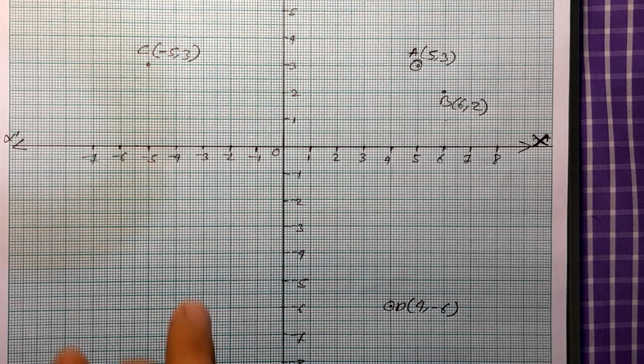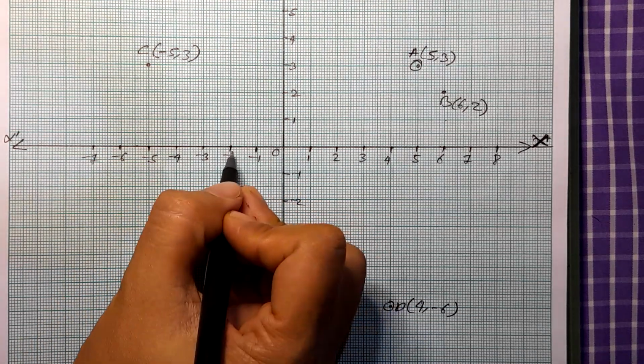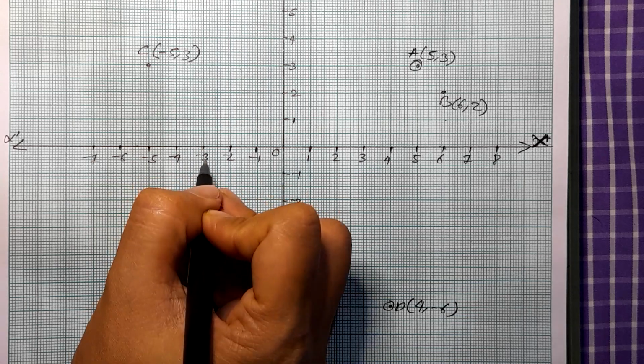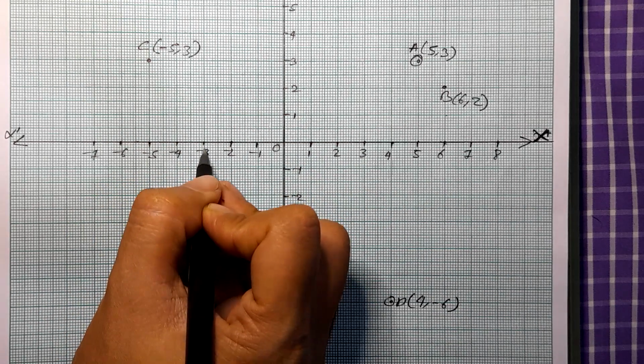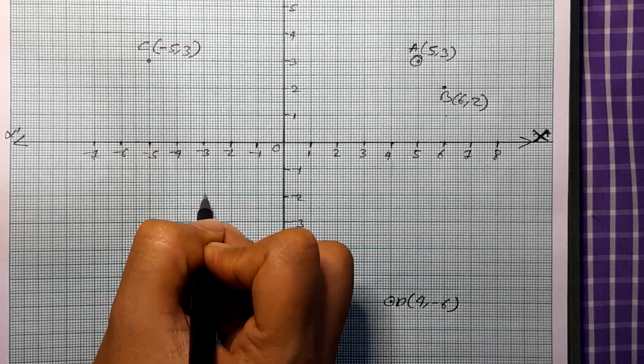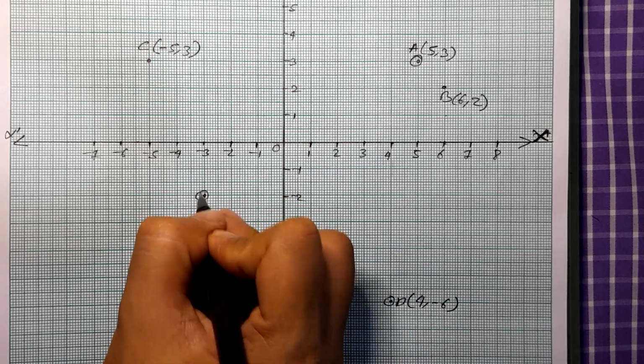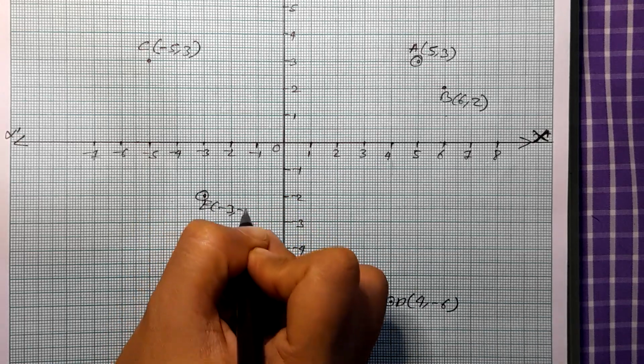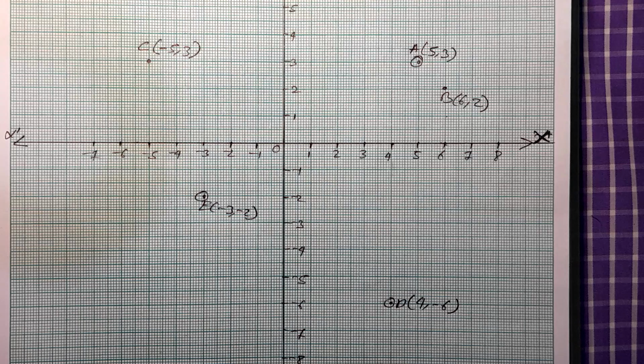After D we have E, -3, 2. So it will fall in this quadrant. X will be -3, y is 2. So -3, 2 here. So it will be E, -3, 2.